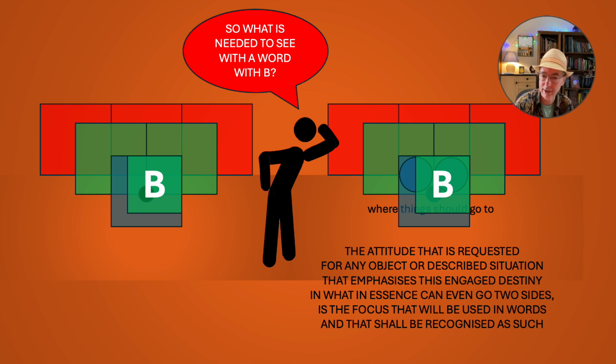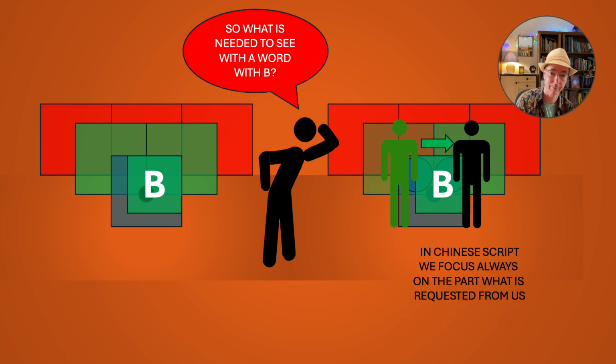When it's an object, it's easy, and you have these forms, so that's easy, but it's not only about objects. It can be about an engagement towards that position, and it emphasizes a certain destiny of this letter B, an association, of a focus that will be used in words and that shall be recognized as such. And that makes it interesting to have these words with B, that it's also not just physical, it's a focus that is requested, and I will explain that to you in a minute.